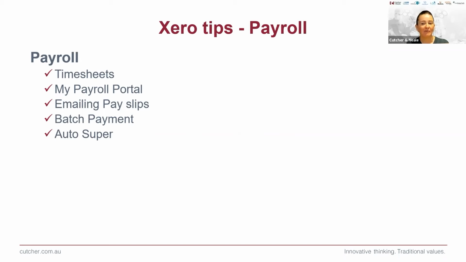This is going to save you time from entering the wrong amount for an employee, and save you doing it one by one in your internet banking, which would probably take a long time if you've got a few employees. You're just reducing the risk, and that increases your efficiency. Auto super as well is something I do see utilized quite a lot.